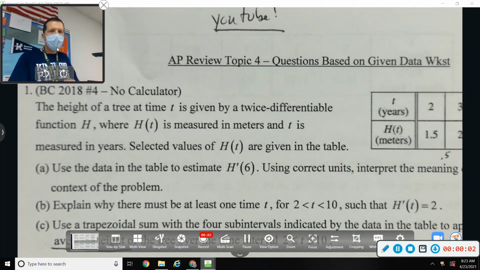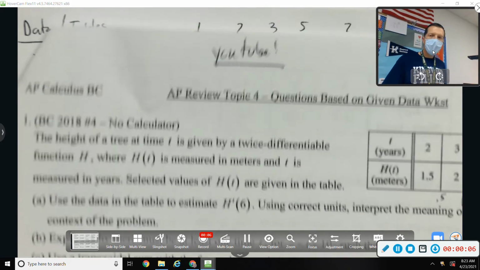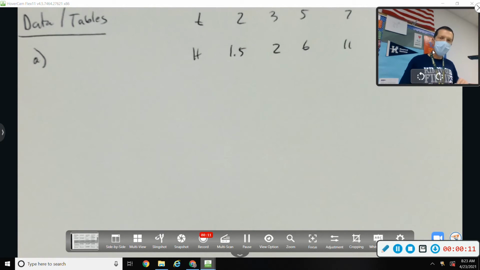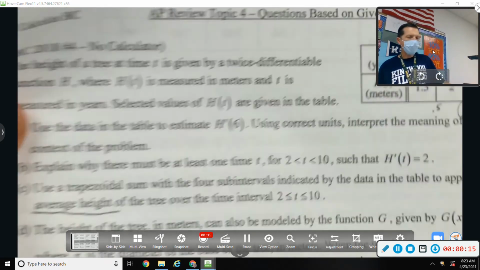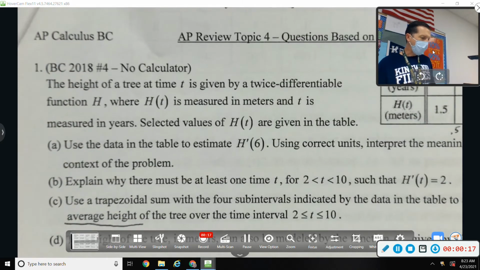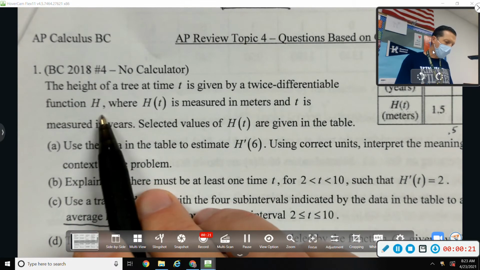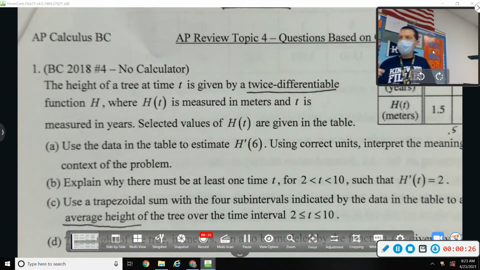So, looking at review topic 4, questions from data, questions from tables. Let's look at number 1. Let me read the question so we get a feel for what's going on here. The height of a tree is given by a twice differentiable function h. So that means we could take a first derivative and a second derivative.